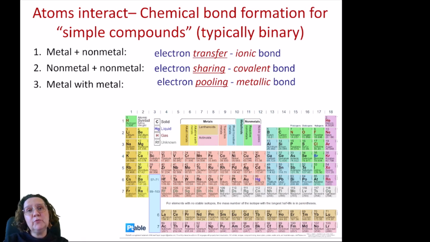And the last type of bond we're going to be looking at, which is hugely important because most atoms will make this type of bond, is covalent bonds. Covalent bonds typically are formed between non-metals, and that's what we will be covering in the next few slides.